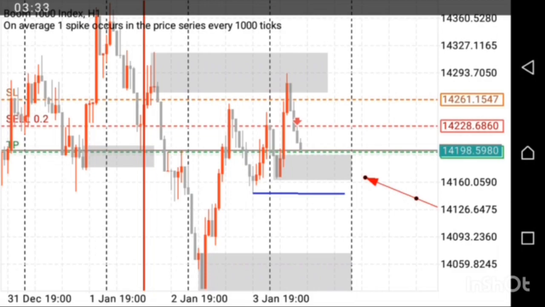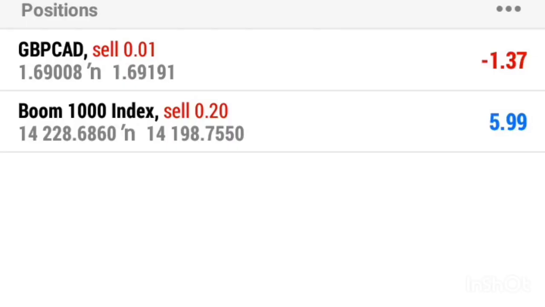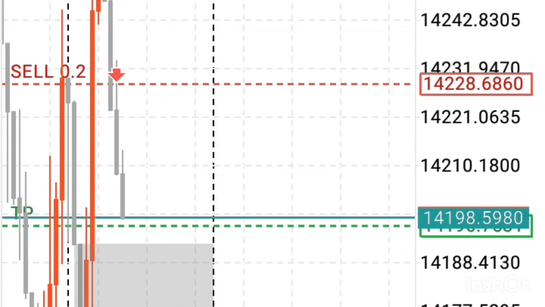Let's see our profit right now, guys. You can see, I think the network definitely is not even moving. So let's just wait for it to load back, guys. Let me wait for it to load back.